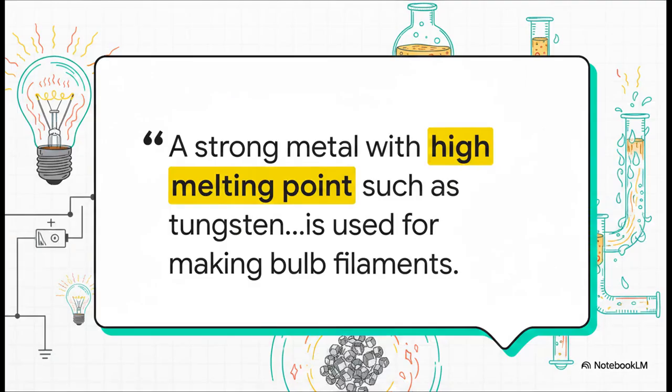This idea gets taken to a wild extreme in an old-school incandescent light bulb. The little filament inside is made of tungsten. Why? Because tungsten can get white hot, literally thousands of degrees, and glow like crazy without just melting into a puddle. We're using that heating effect to literally create light.